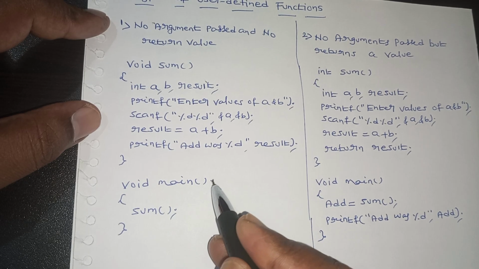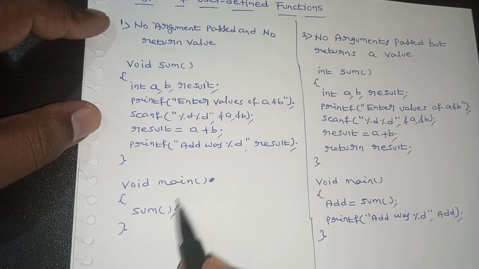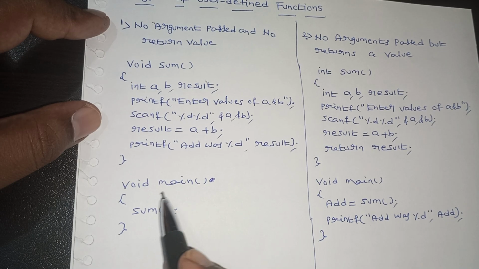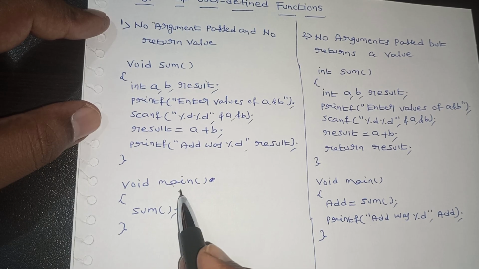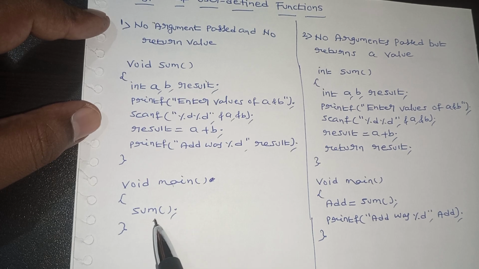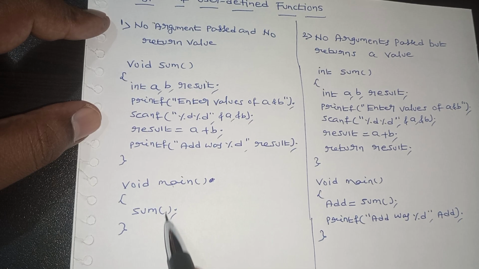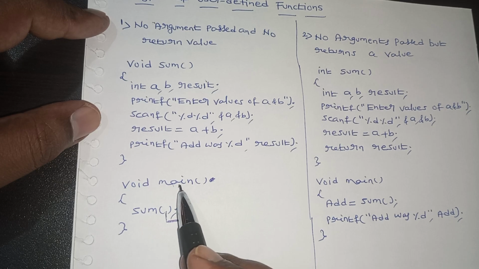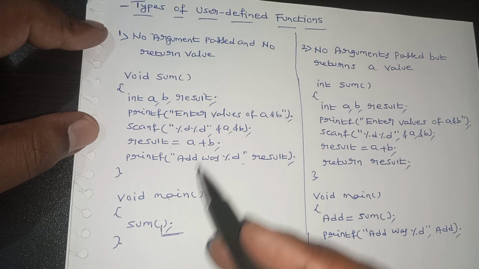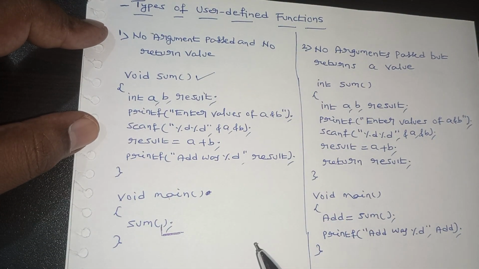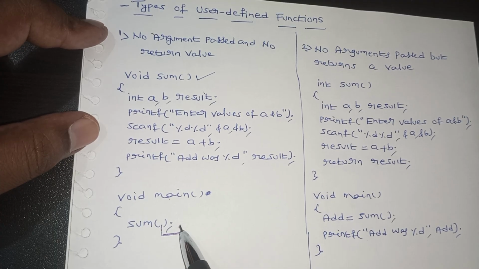So void main. Now what am I calling from the main function? I am calling sum. Main is the calling function, and sum is the called function. By observation, in the user-defined function I am not passing any parameters. It is empty, that is one thing we have to note. So when I call the sum function from the main function, immediately I will go to this location. The control transfers from here to here.